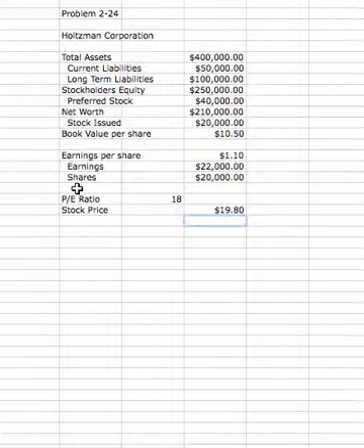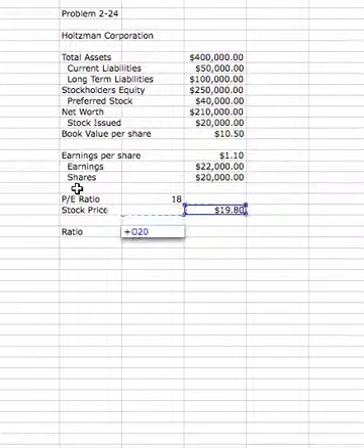So you can see that the market value per share price to the book value per share is actually pretty high, right? We have our book value, which is $10.50, and the market value of the company is $19.80. The ratio that it asks you to calculate would be the stock price divided by the book value per share.